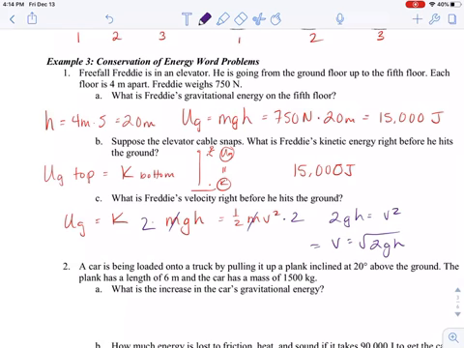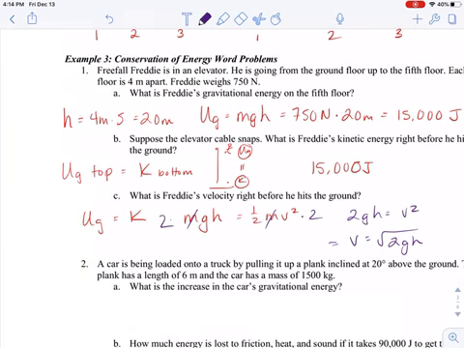So I'm running out of room, so I'm going to go to the left here. So to find his final velocity, I'm going to take the square root of 2 times 9.81 times 20. And when I do that, I get 19.8. And that is meters per second.